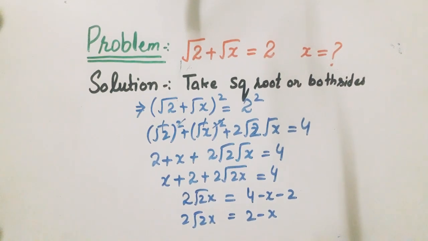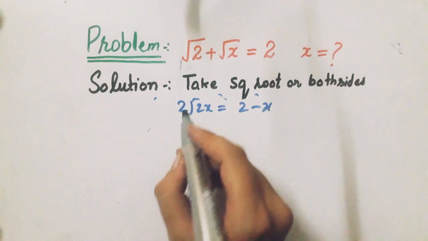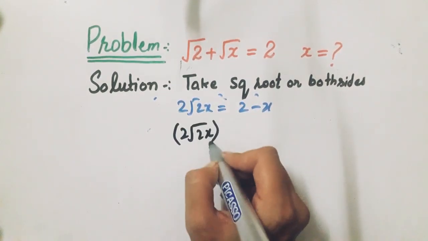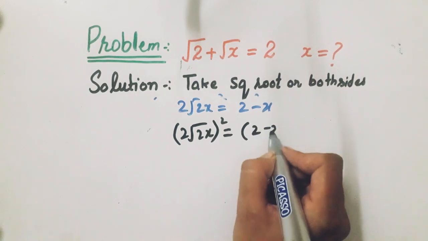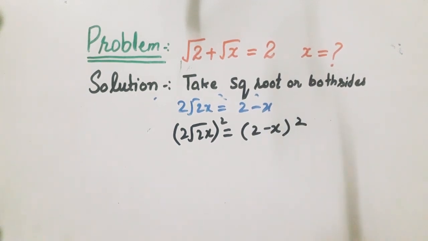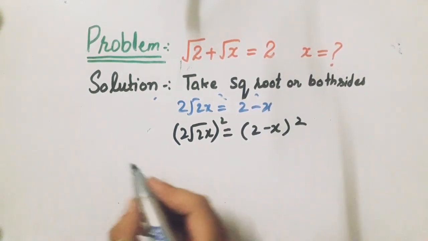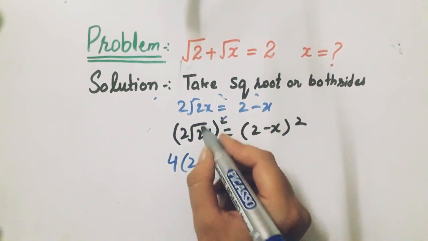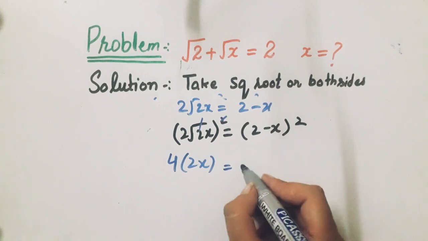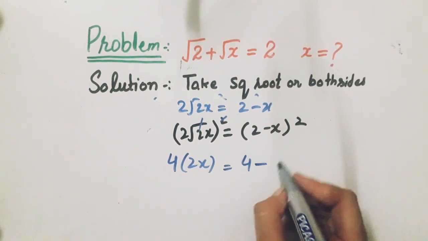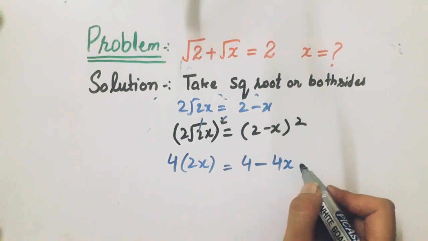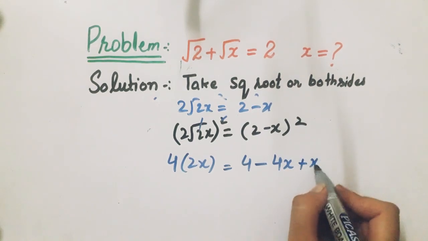After this we will take the square on both sides again. Now we will solve this by taking the square on both sides. So (2 square root 2x) square equals (2 minus x) whole square. In this way we will get 4 into 2 of x, because this square is cancelled out with this square root. Here we open the square, so 4 minus 4x, then next is plus x square.